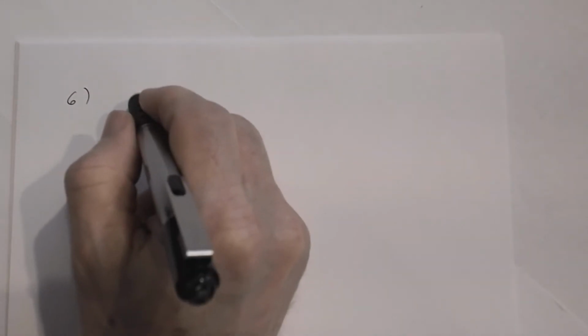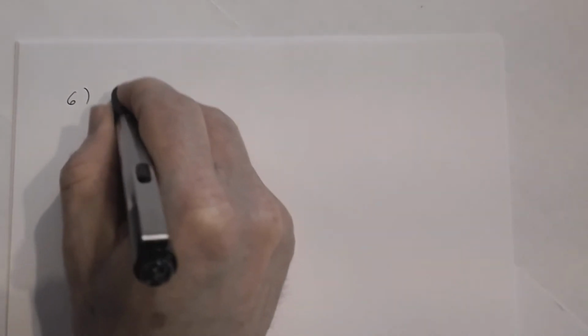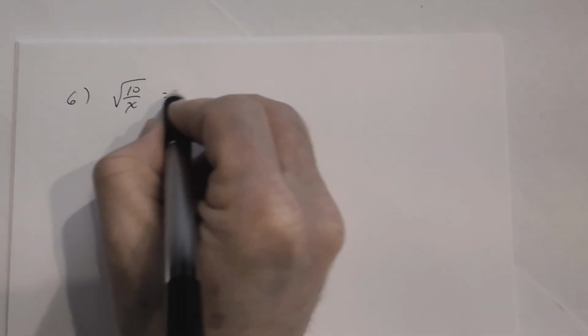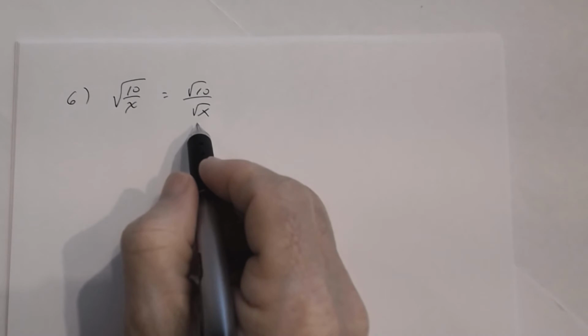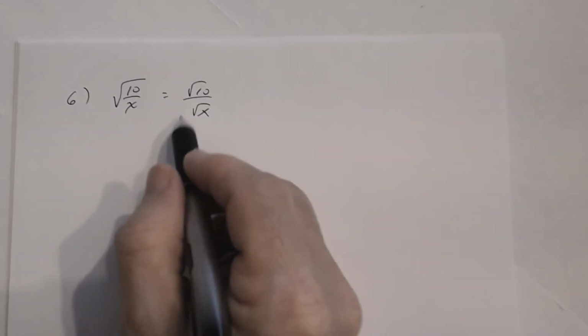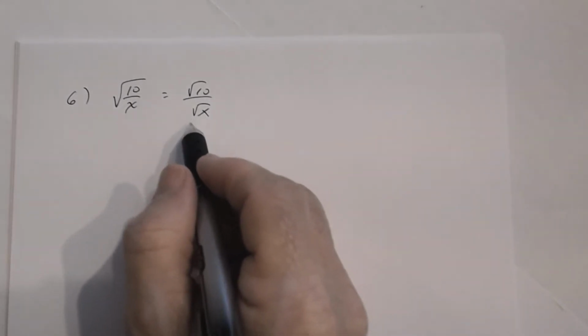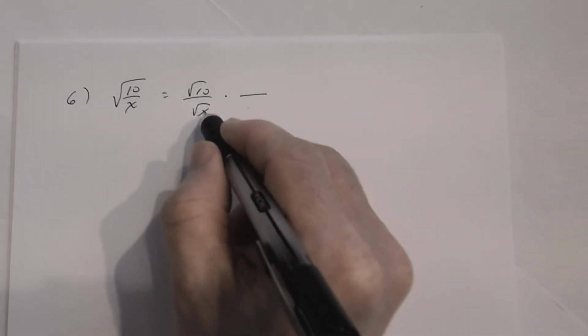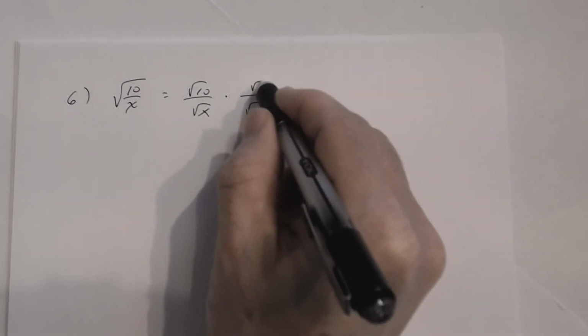Let's look at number 6. Number 6, let's suppose we had this. We have the square root of 10 divided by x. All right? Okay, so I'm going to use the quotient rule. I'm going to write this as the square root of 10 divided by the square root of x, and now I just have to rationalize the denominator. So notice what I've been doing. I still have a square root in the denominator, so what I've been doing is just multiplying the denominator and the numerator by this radical, just like this.